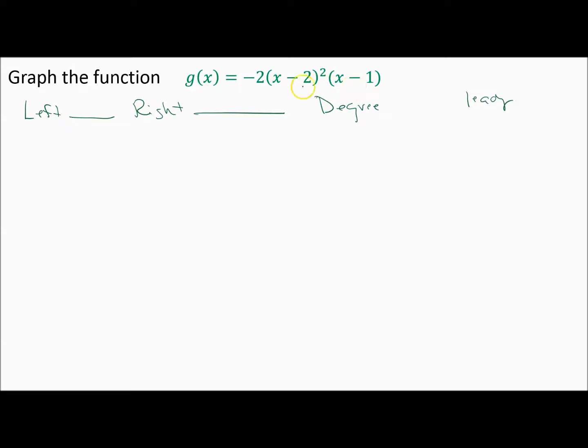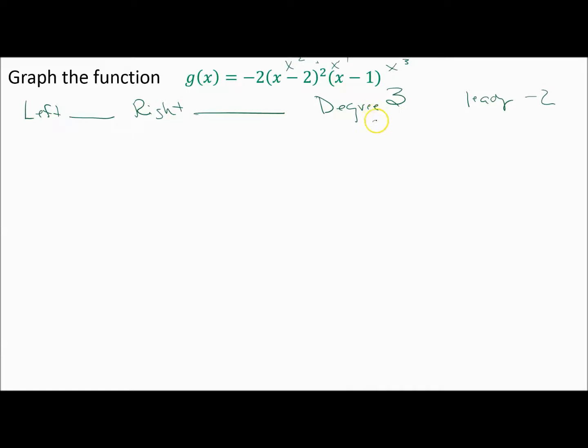And this polynomial is not expanded, so the degree we actually have to calculate. Notice there's an x squared right here if you were to multiply that out, and then there's an x to the first here. And when you multiply bases, you add exponents. So this would be an x to the third, which is a degree 3. And the leading coefficient is going to be negative 2 times 1 squared times 1, which is negative 2.